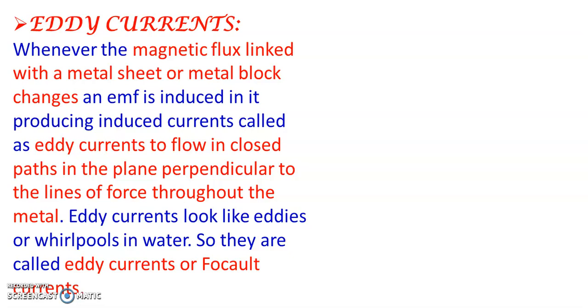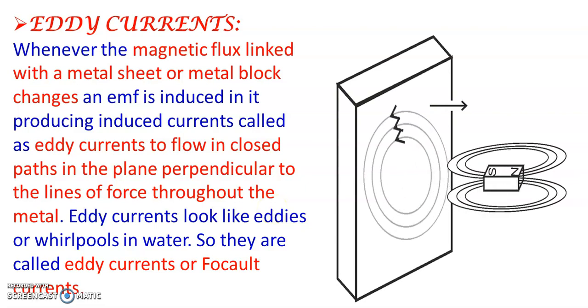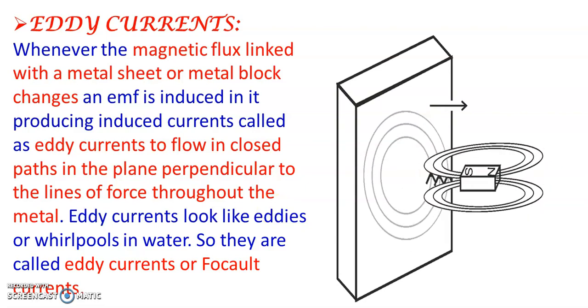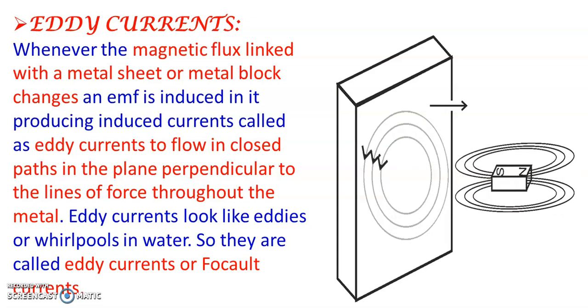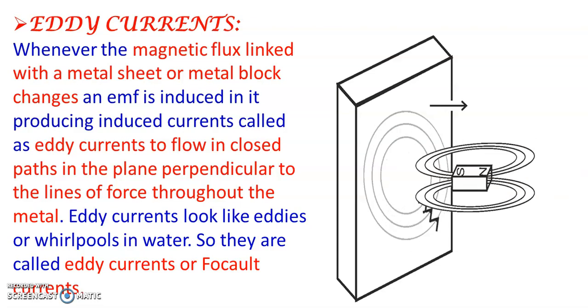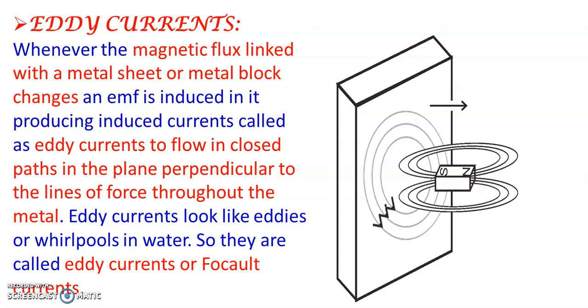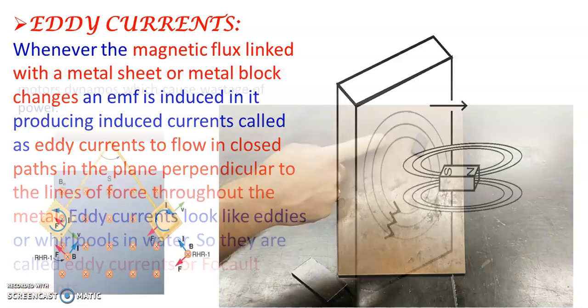Eddy currents, as you can see here, are like this. Whenever you take out this magnetic field, or the magnet or coil which is generating the magnetic field, they tend to produce such kind of effect. These eddy currents are undesirable. They are not desirable.